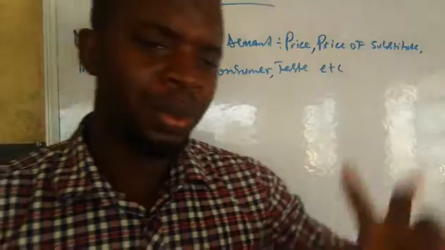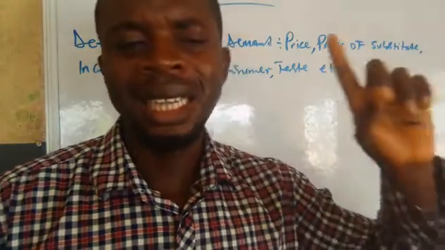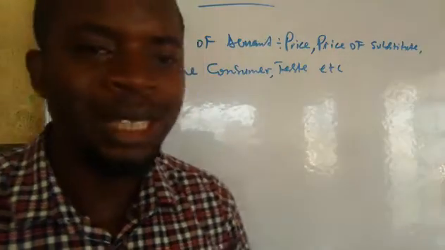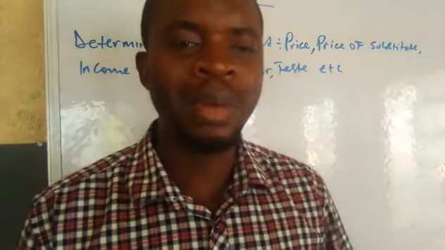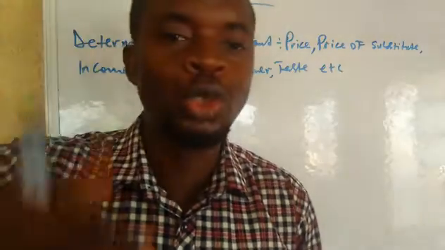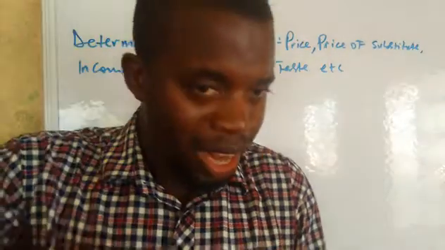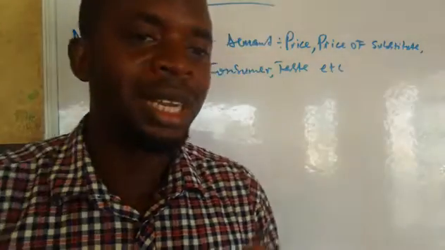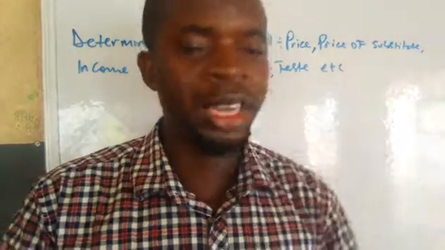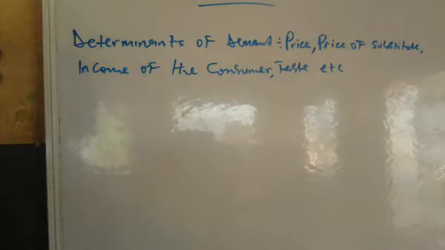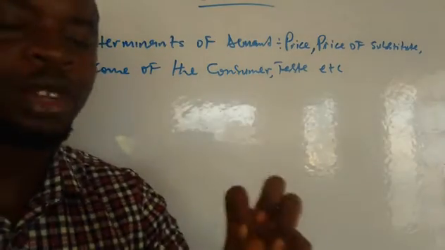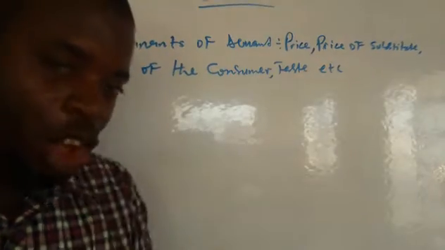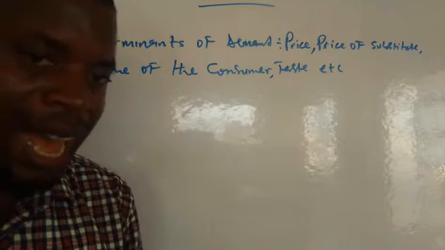But in WAEC and JAMB, you need to understand the concept of determinants of demand. Very, very important. So what are determinants of demand? Determinants of demand are factors that can make consumers buy more or less. So what are the determinants of demand? You have the price of the commodity. If the price goes up, it makes the consumer buy less. If it comes down, it makes the consumer buy more.